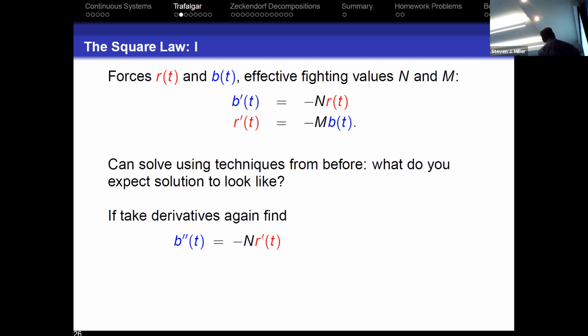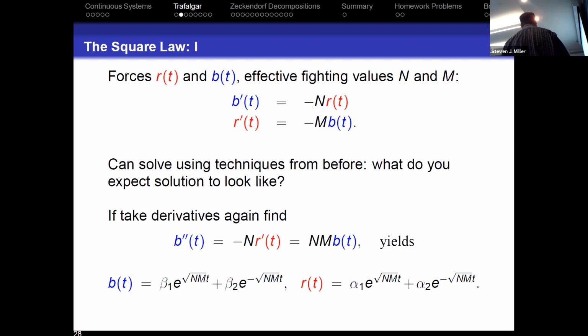So if we take derivatives again, we get the second derivative of b is minus n r'(t). Well, we know what r'(t) is. We can solve for that. So we get a differential equation, and we get b(t) and r(t). And we have two factors, a beta 1 and beta 2, and an alpha 1 and an alpha 2. But if you look at this, you can tell me the value of one of the betas and one of the alphas. Which beta do you know its value?